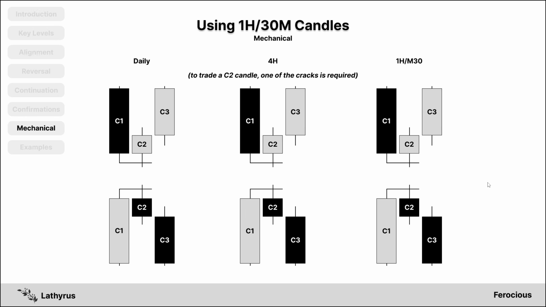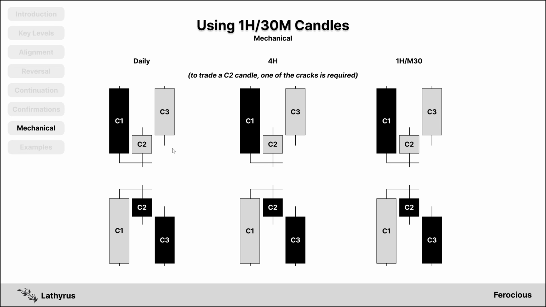So how do I make this approach as mechanical as possible? To trade a C2 candle, one of the cracks is required. So on a daily, we can trade a C2 if there's a crack. We can trade the C3 continuation. Same for the 4 hour and same for the 1 hour and 30 minute.